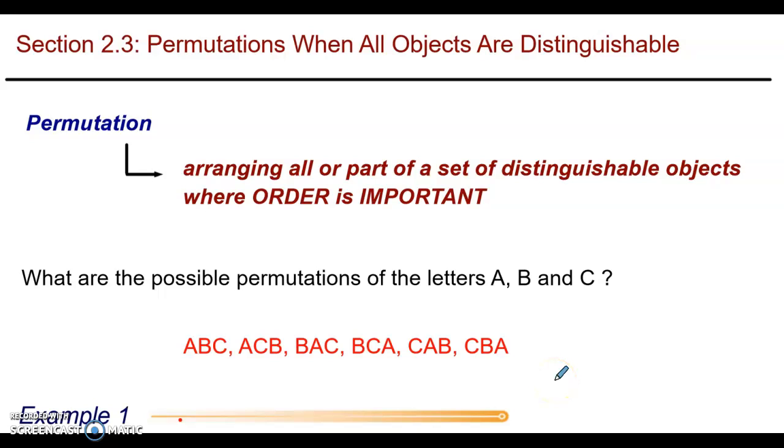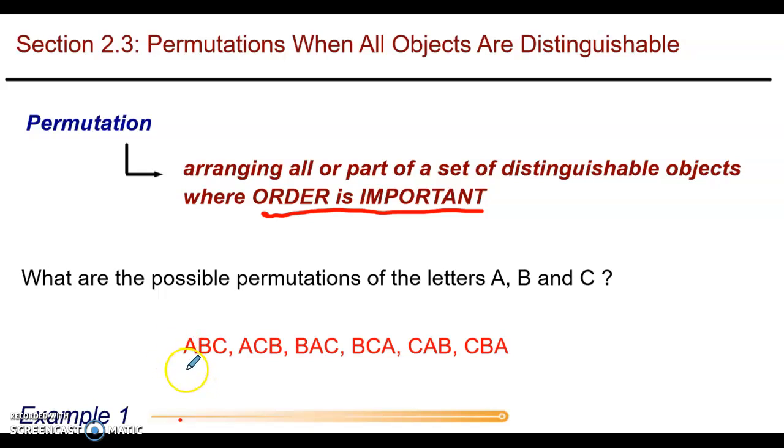Section 2.3, Permutations when all objects are distinguishable. So, permutation definition: arranging all or part of a set of distinguishable objects where order is important. Let's take a look at an example. What are the possible permutations or arrangements of the letters A, B, C?